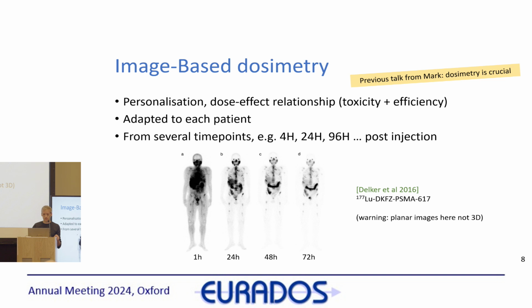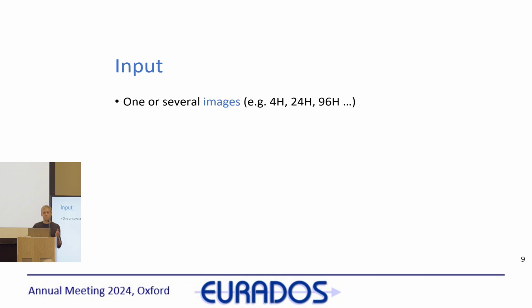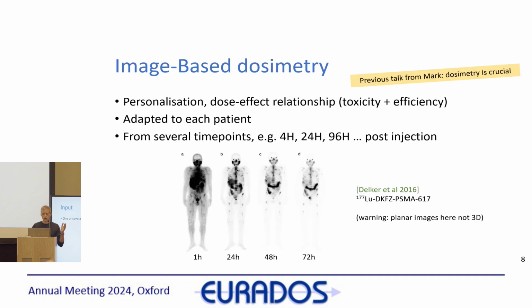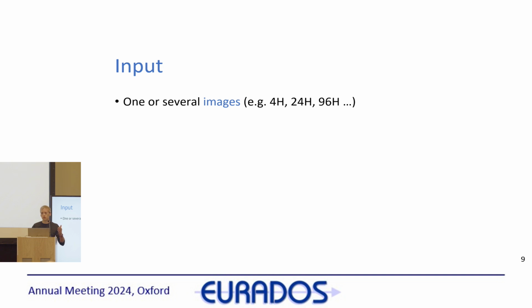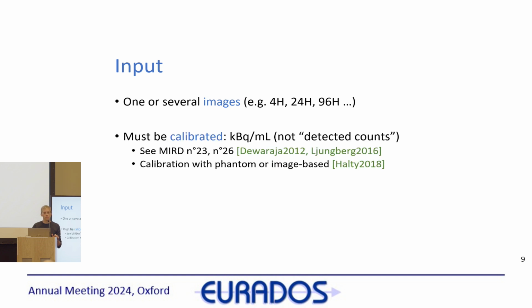So how does it start? We start with, as input, several images for the same injection. We acquire images at several time points, maybe a few hours after the injection, 1 day after, 2 days, etc. Then we need to calibrate those images. So with some SPECT imaging systems, the resulting images are in detected counts, but it's not sufficient for quantification. So we need to calibrate those images in order to have Becquerel per milliliter as the unit of the pixels. There are several ways to do that. I will not go into details.